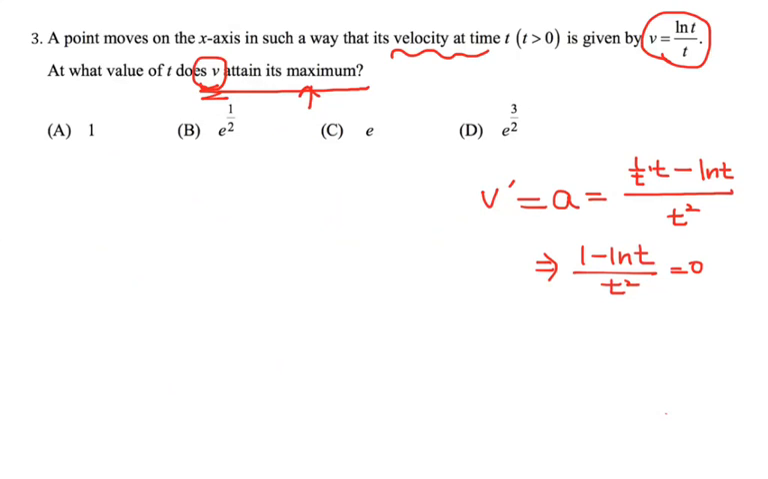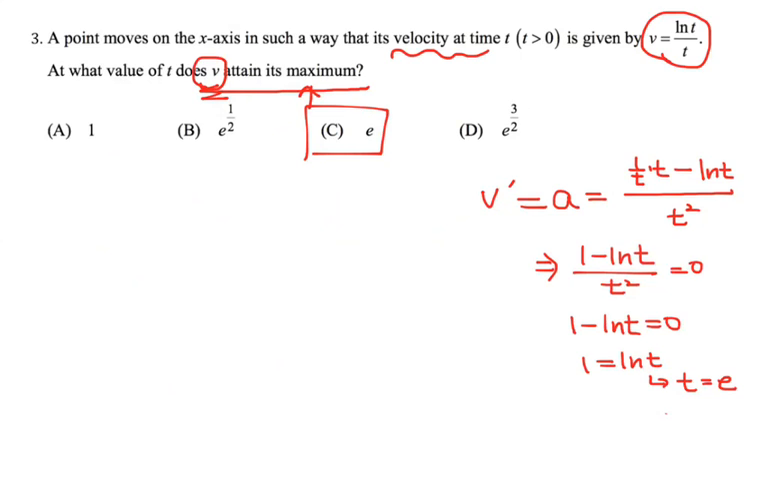How can we have that? Obviously, when a fraction is equal to 0, the numerator has to be equal to 0. So we get 1 minus ln of t has to be equal to 0. That means 1 is equal to ln of t. What is t equal to then? That's right. This implies that t has to be equal to e. So choice C must be our answer.